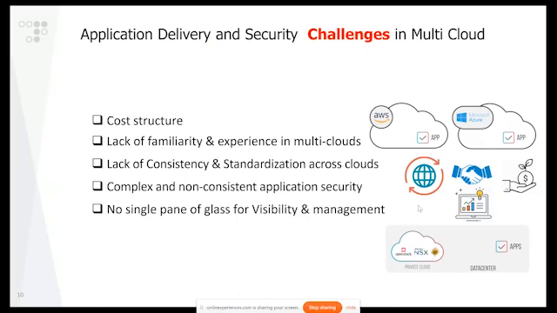Lack of consistency and standardization, to say that even if you have a service that is running in all of the clouds, it doesn't mean to say that that service is the same in terms of the feature set it provides, in the performance it provides, in the ability to do root cause analysis, etc. Application security, we have not really discussed that. Let's really quickly dive into that.